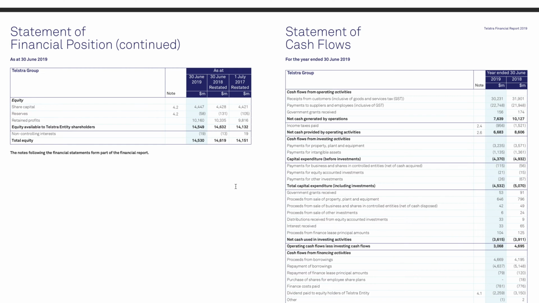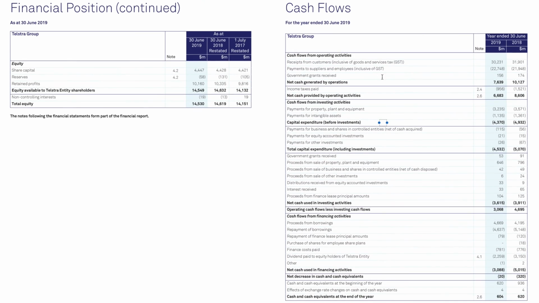The next statement, which is probably my favorite statement and probably the most important if you ask value investors, is the cash flow statement. It's typically the 3rd or the 4th statement in an annual report.